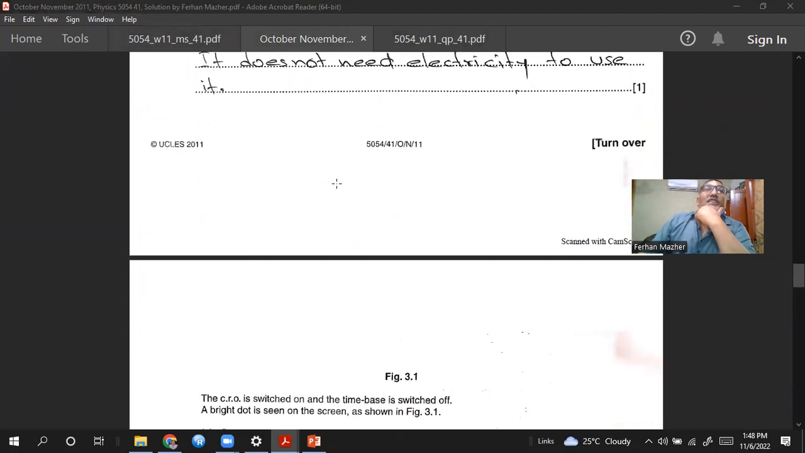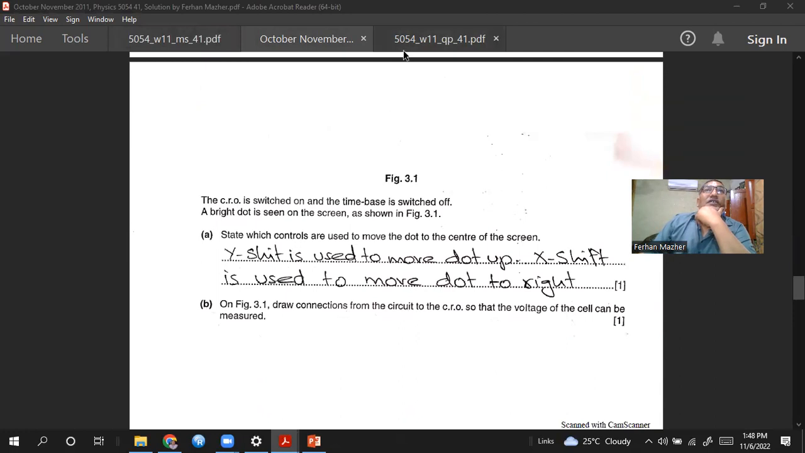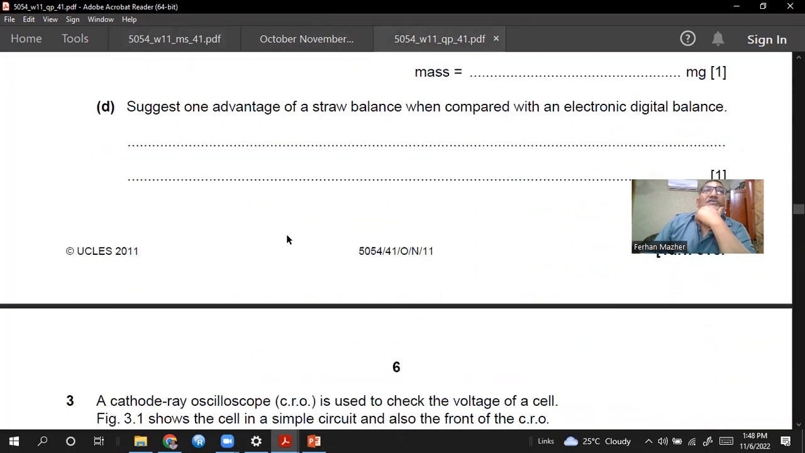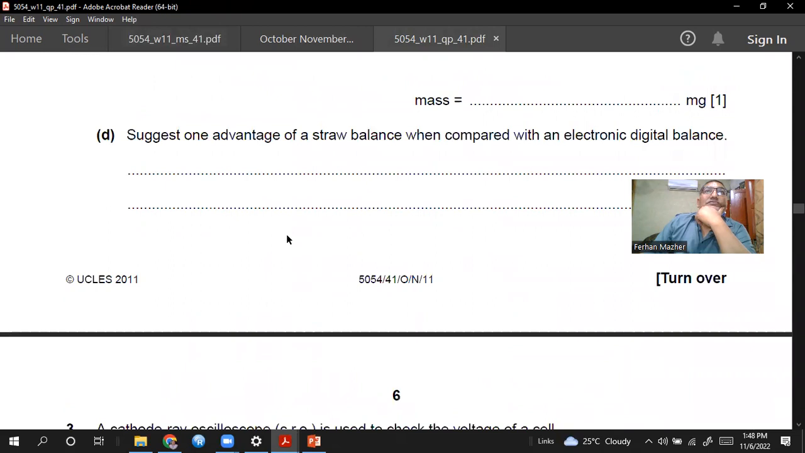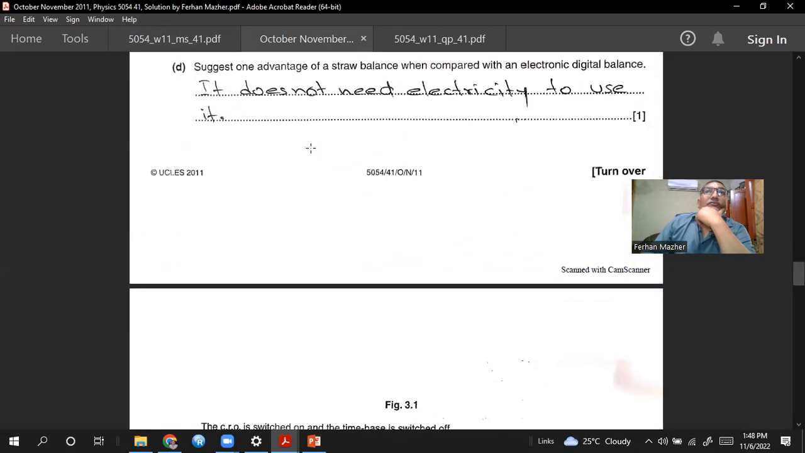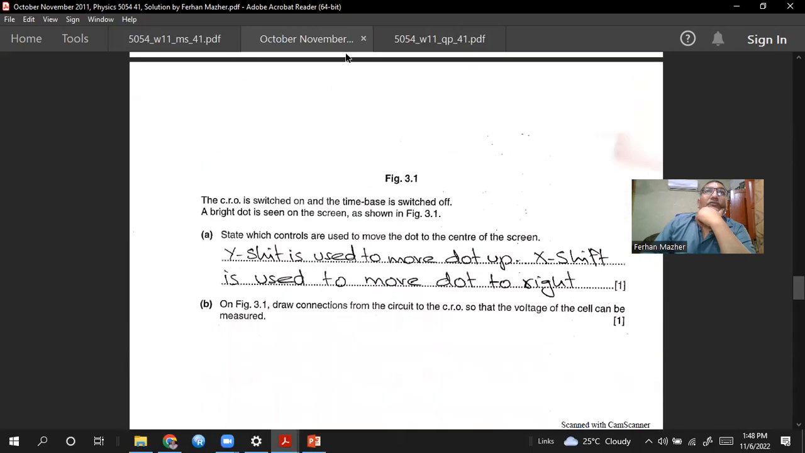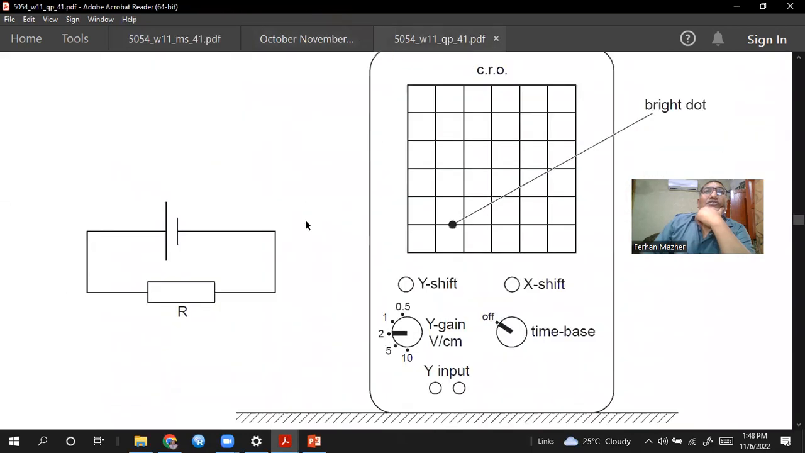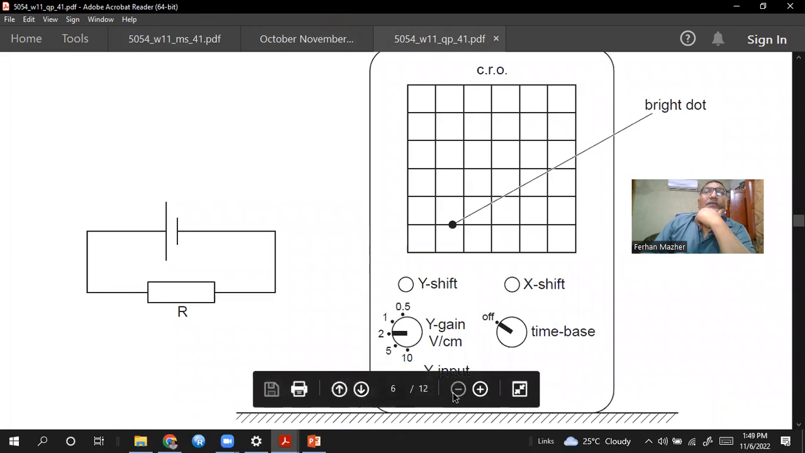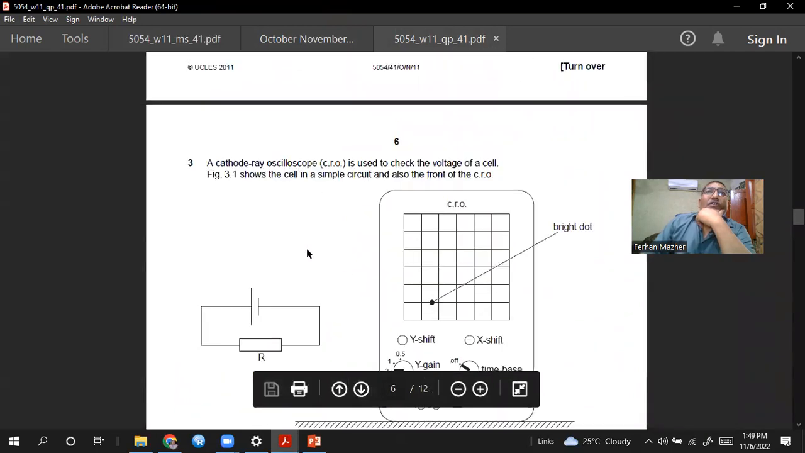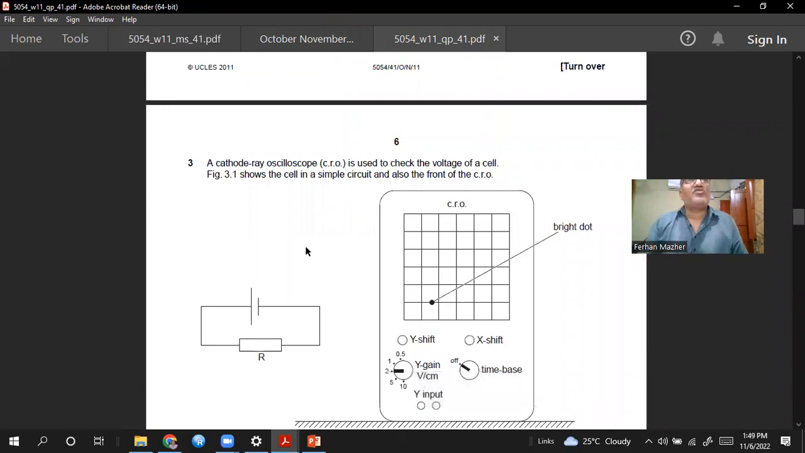Okay, then the question is, we have the next question. Here we have a question. It says the cathode ray oscilloscope, CRO, is used to check the voltage of a cell. Figure 3.1 shows the cell in a simple circuit and also the front of the CRO.